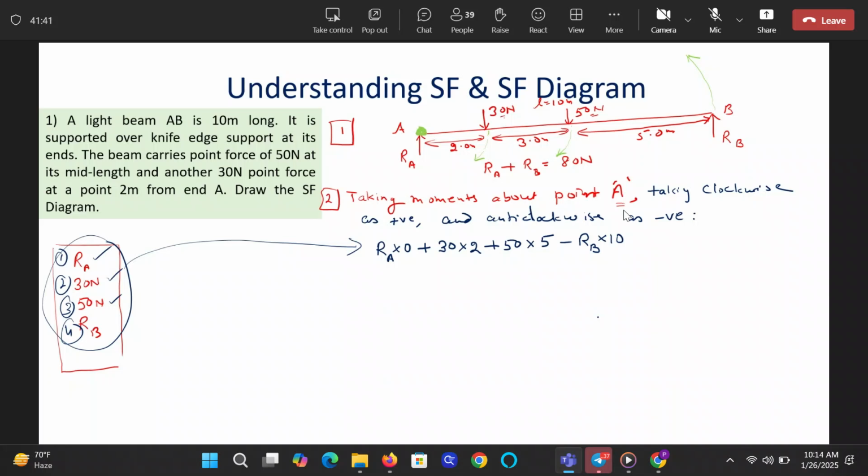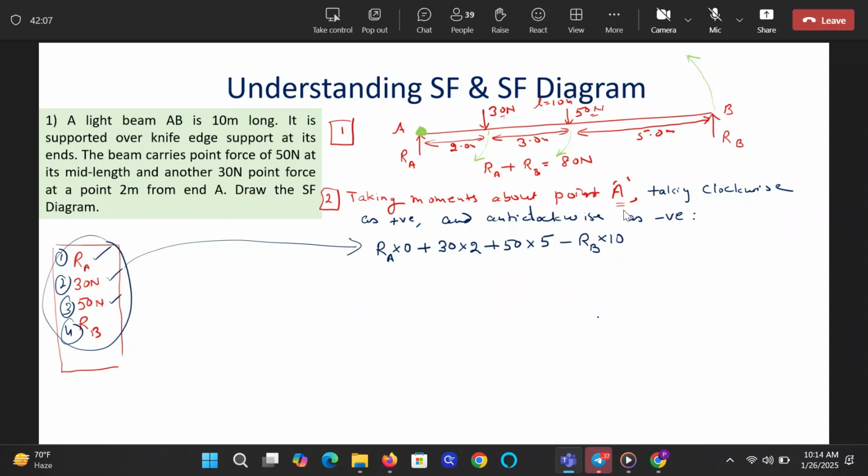Correct? Yes, sir. But is our beam rotating about A or is it in equilibrium? No, it is in static equilibrium. When will this happen? When the total clockwise moment about A equals the total anti-clockwise moment about A. Then only the beam will not be rotating about A.